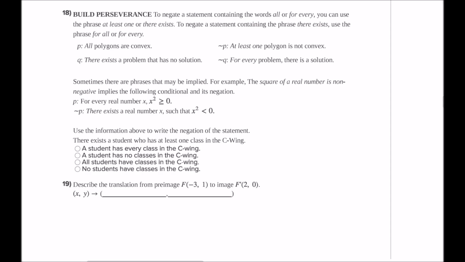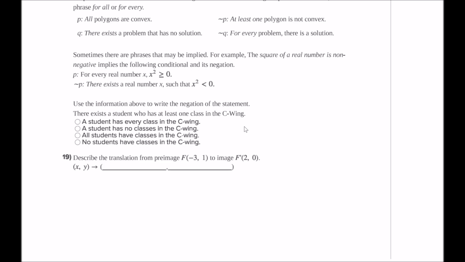Okay, and then the next one says, sometimes there are phrases that are maybe implied. For example, the square of a real number is non-negative implies the following conditional and its negation. So the square of a real number is non-negative means that for every real number x, if I square it, that gives me a non-negative number, so greater than or equal to 0. Okay, so it says, use the information above to write the negation of the statement.